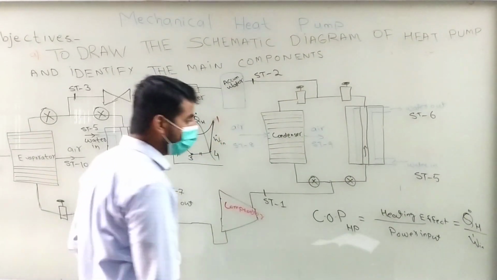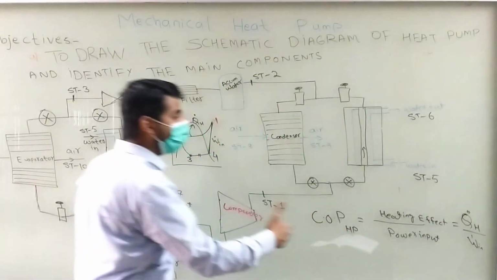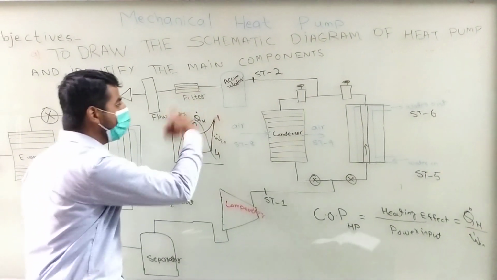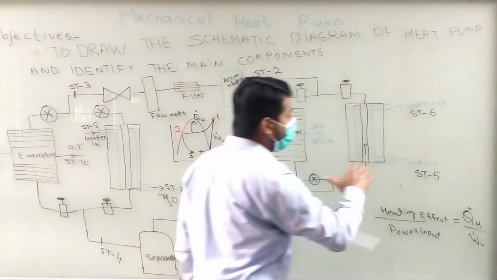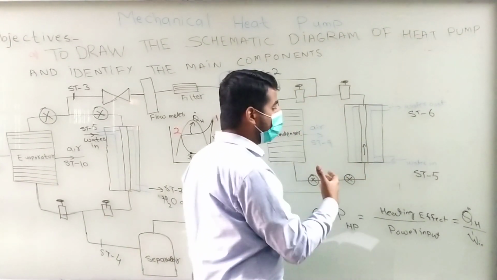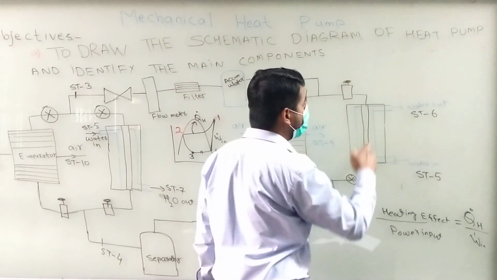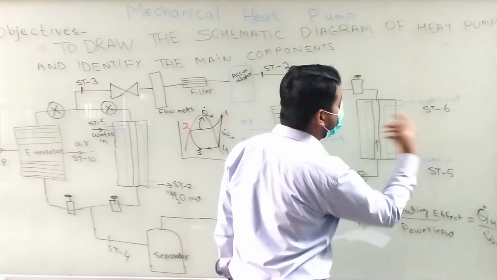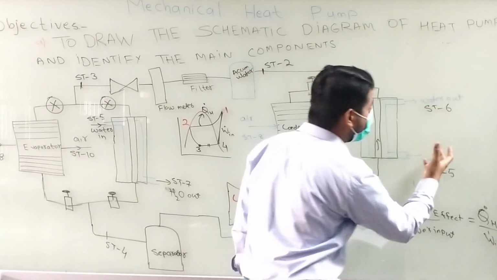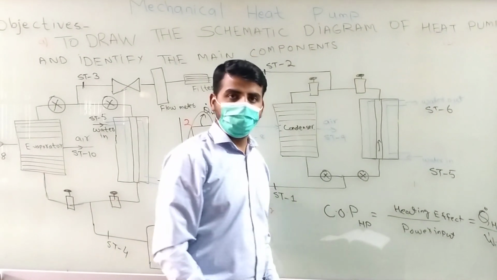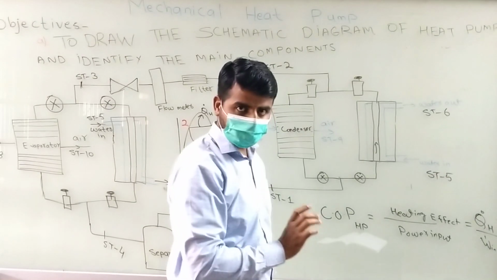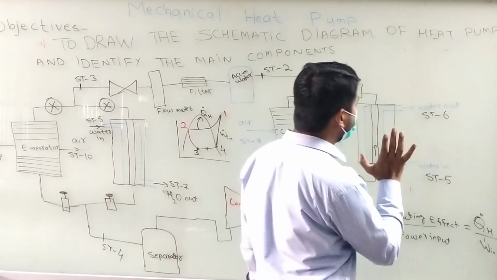So the heating effect is how much heat is released by the refrigerant to the water. So this 1 to 2 is heat released by the refrigerant and this heat is absorbed by the water. So assuming that all the heat released by the refrigerant is absorbed by the water, the heating effect is basically how much heat the water has absorbed. So I have to calculate the heat absorbed by the water. Okay, so how can I calculate that heat?